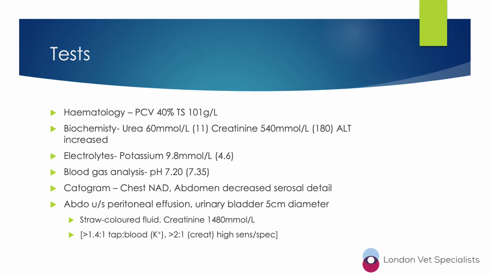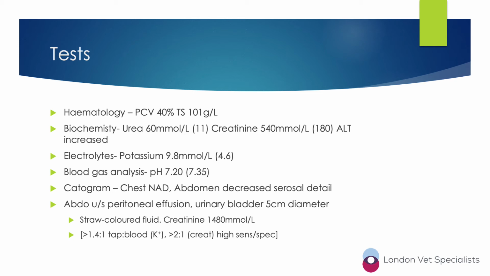So in terms of testing for this patient, hematology revealed a PCV of 40%, a little bit dehydrated with increased total solids. There was a marked azotemia, so urea and creatinine were both elevated, and also an increase in ALT. Most concerning was the electrolytes. It showed a marked hyperkalemia of 9.8, with the upper reference level being 4.6.